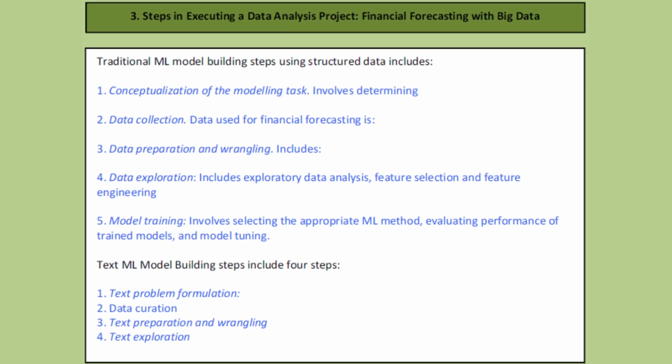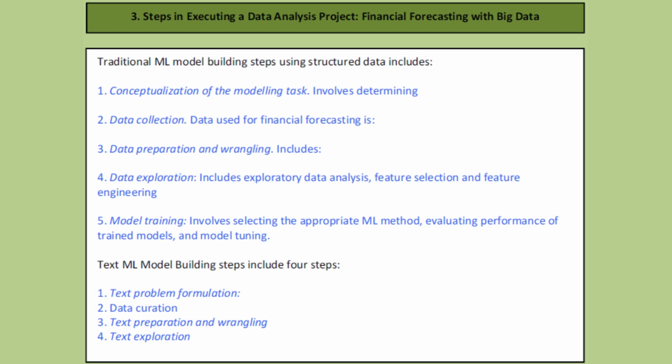Traditional ML model building steps using structured data include: 1. Conceptualization of the modeling task, which involves determining how the model will be used. 2. Data collection. Data used for financial forecasting is collected. 3. Data preparation and wrangling. 4. Data exploration, which includes exploratory data analysis, feature selection, and feature engineering. 5. Model training, which involves selecting the appropriate ML method, evaluating performance of trained models, and model tuning.